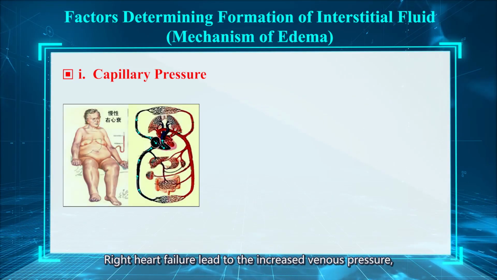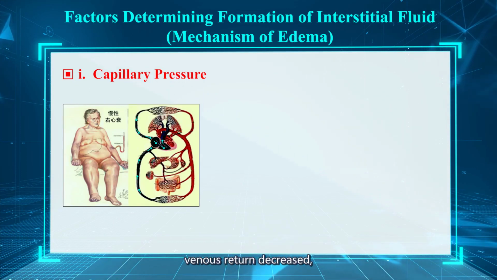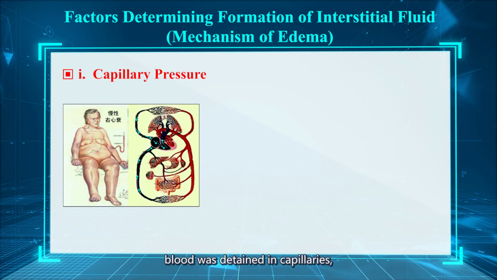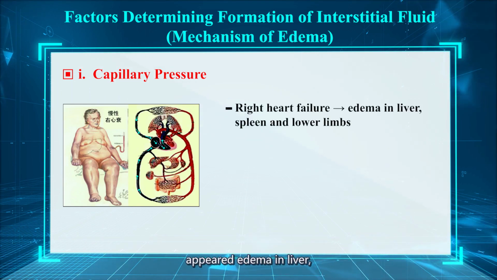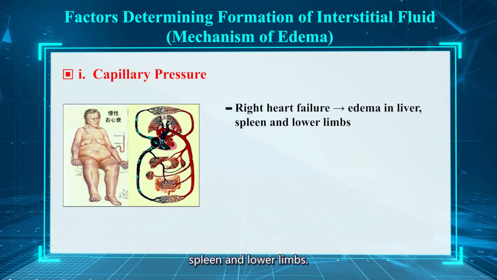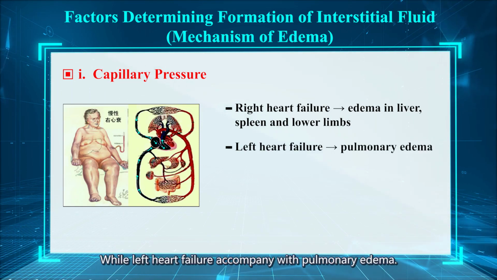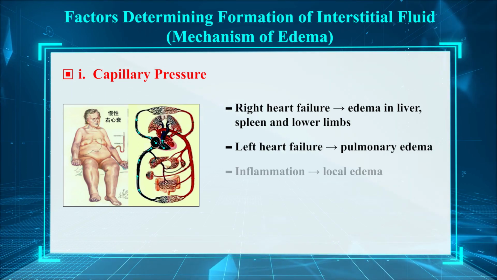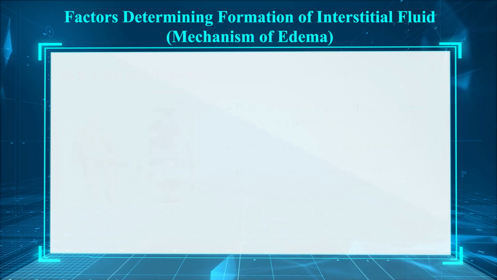Right heart failure lead to the increased venous pressure. Venous return decreased. Blood with detent in capillary, increased capillary pressure, appeared edema in liver, spleen, and lower limbs, while left heart failure accompanied with pulmonary edema. Inflammation can cause local arterial dilation and edema.